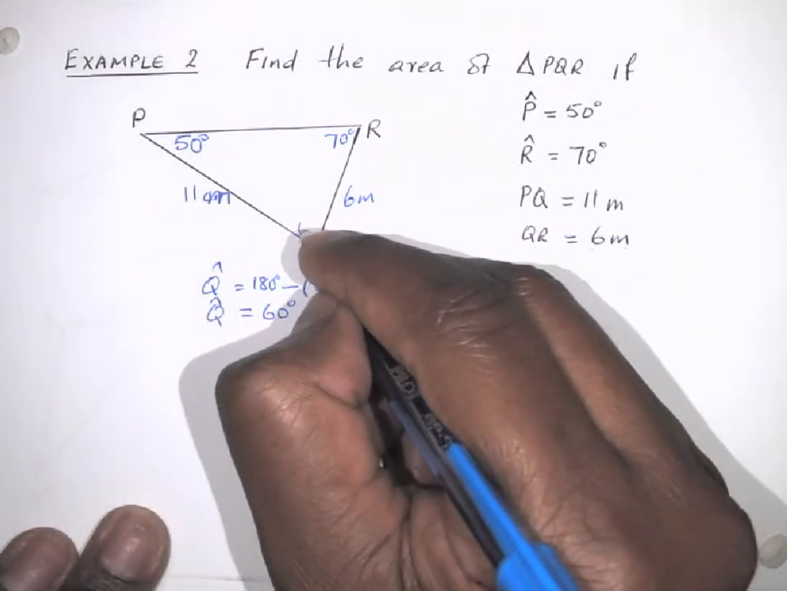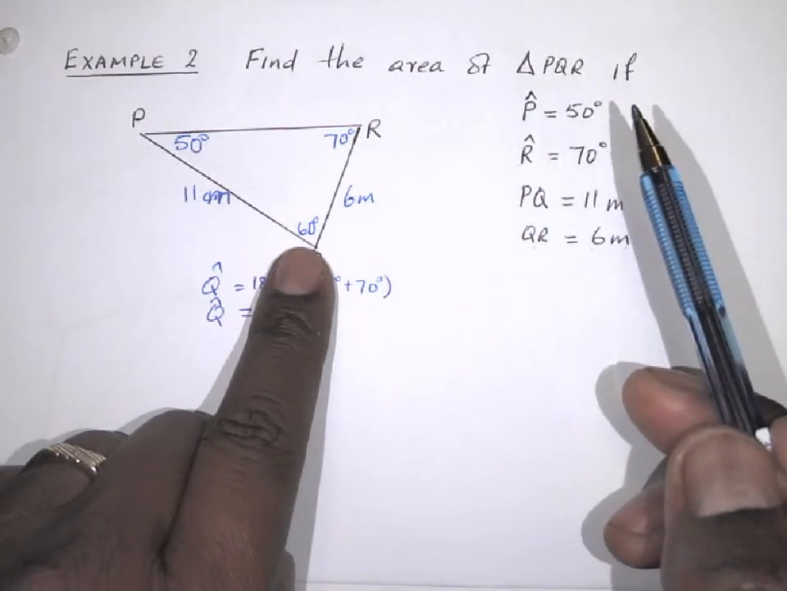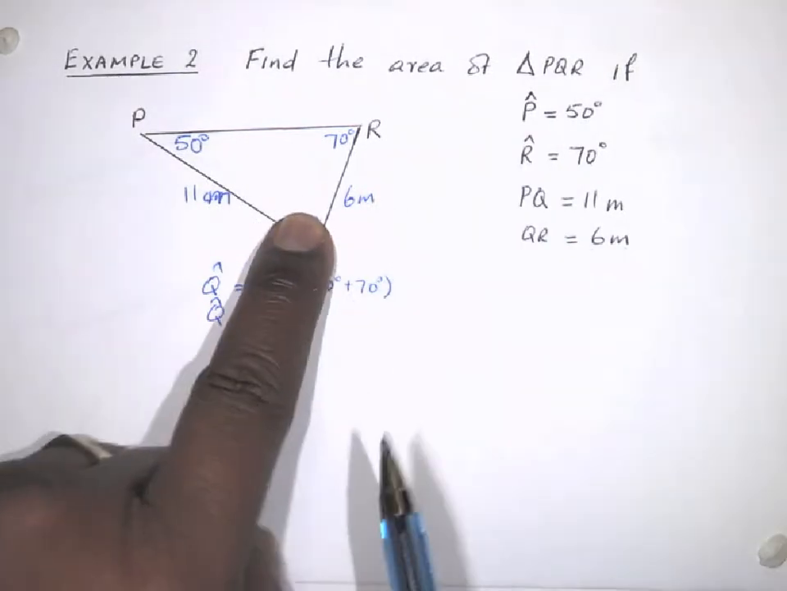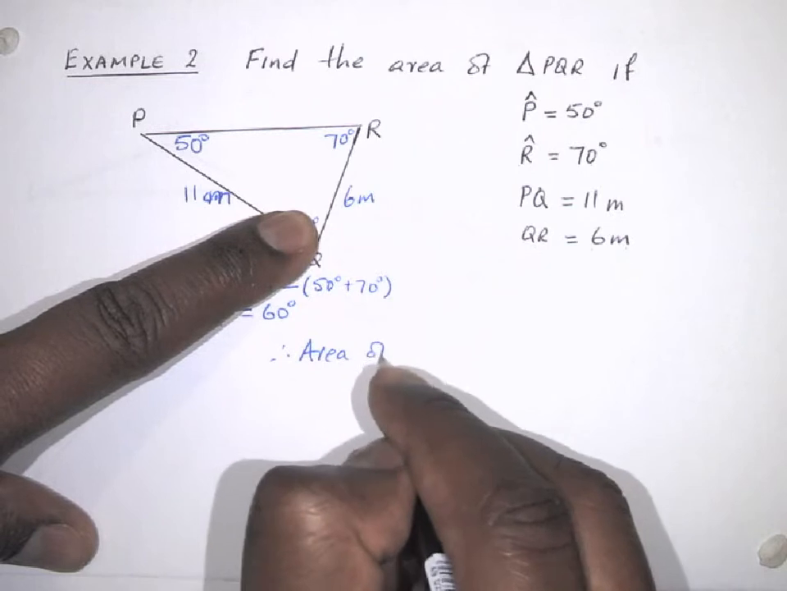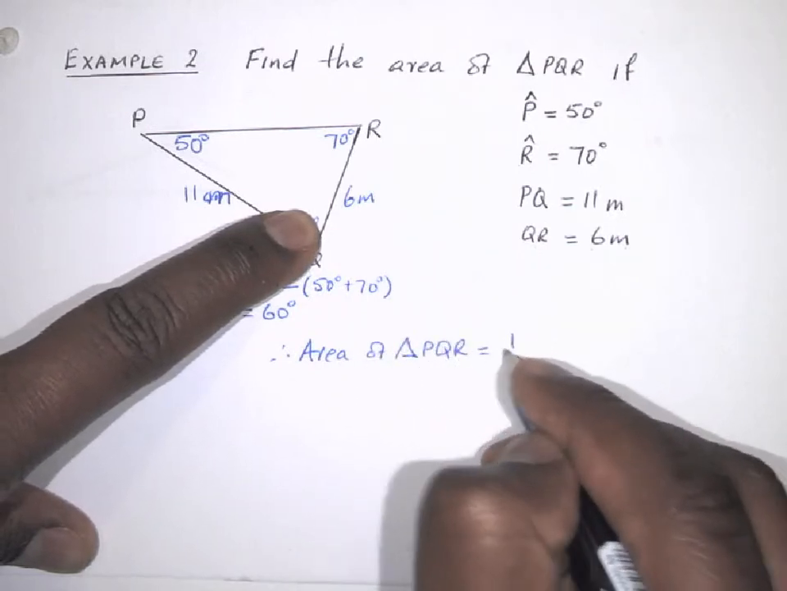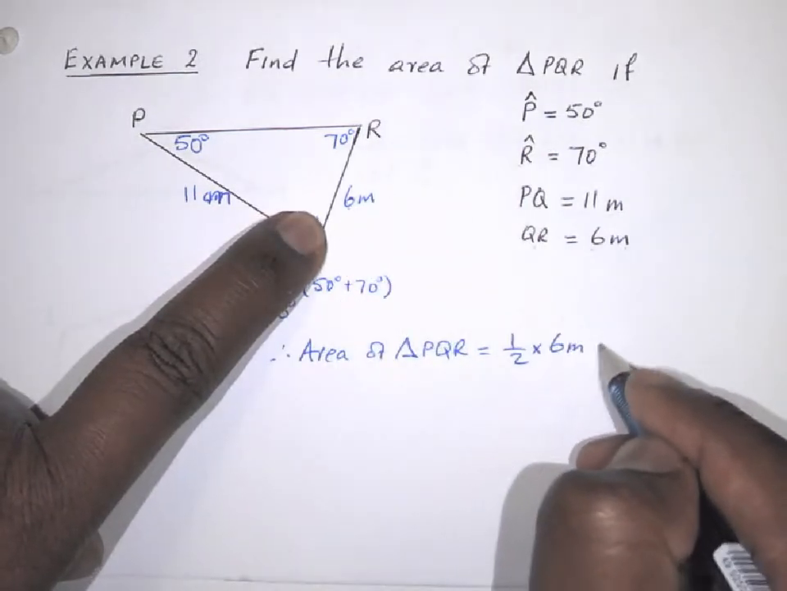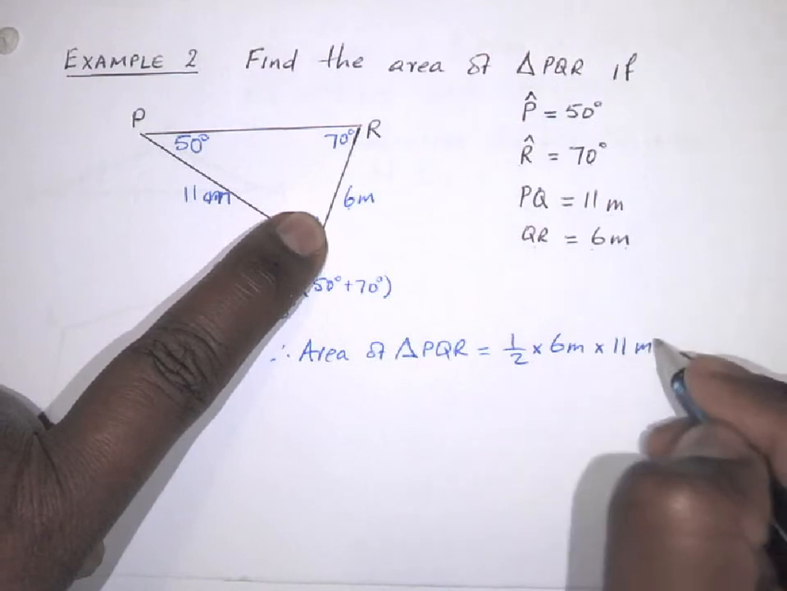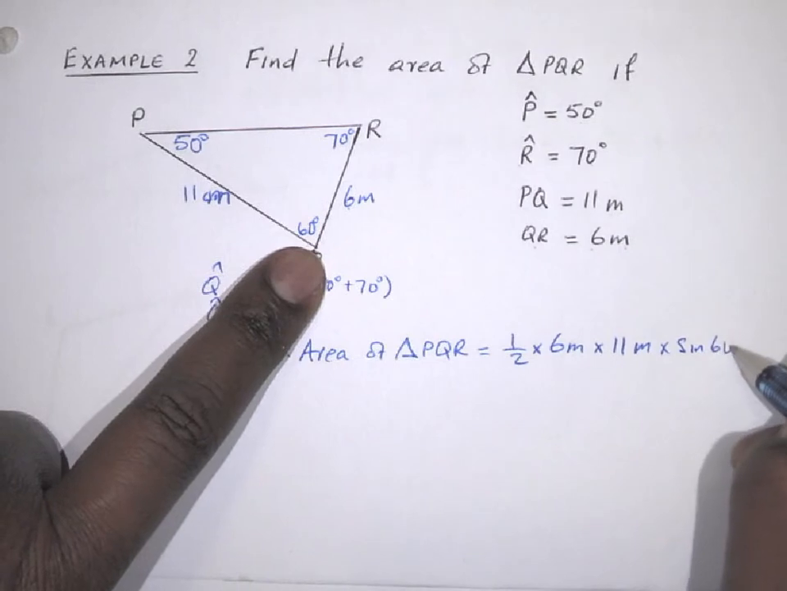Aha, now we've got that one is 60 degrees. Now, can you work out the area of this triangle? Yes, because there is an included angle and those two sides are known. Therefore, we can say the area of the triangle PQR is equal to half multiplied by side 6 meters multiplied by side 11 meters, then multiplied by sine of the included angle, which is 60 degrees.